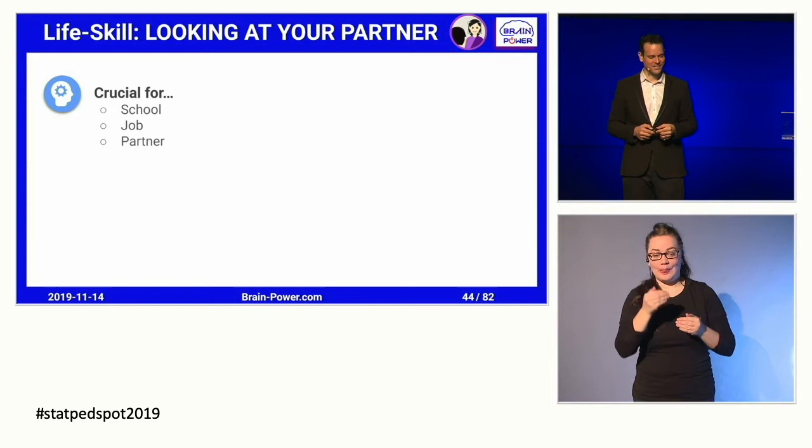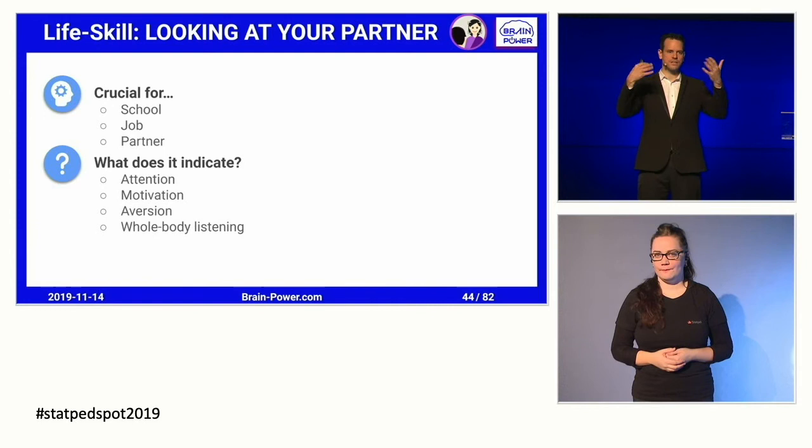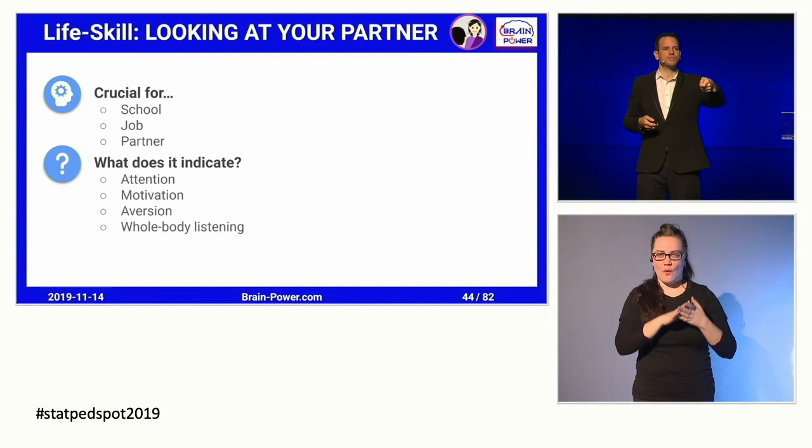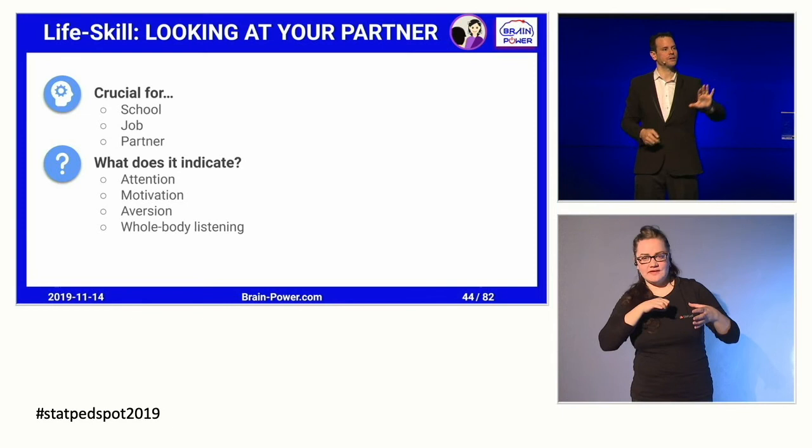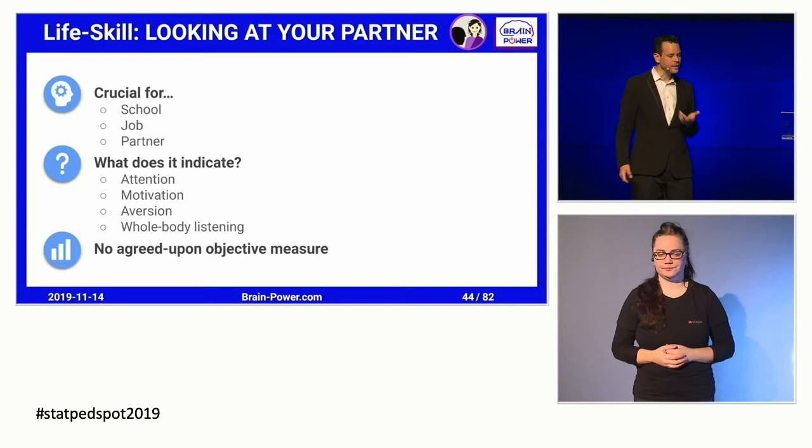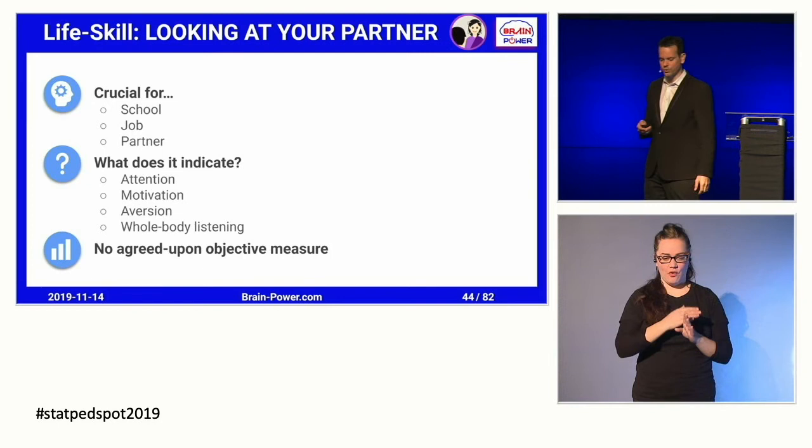Not only does face-directed gaze or eye contact indicate attention, it gives the person the information that the brain can only derive from signs that are on the face. And that's also important. Right now, there's no objective measure of what constitutes attention or the visual signs of attention.